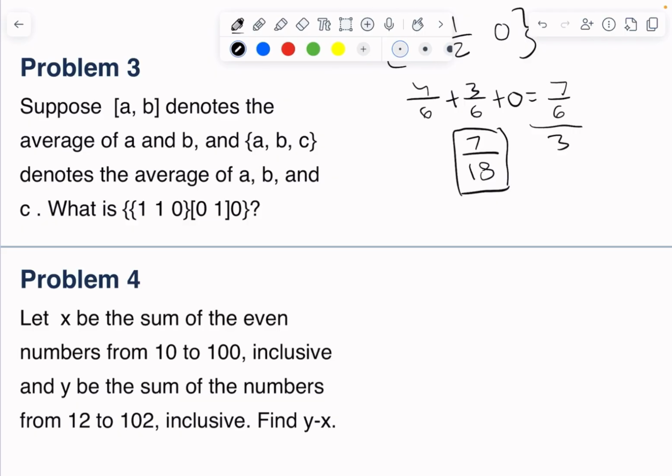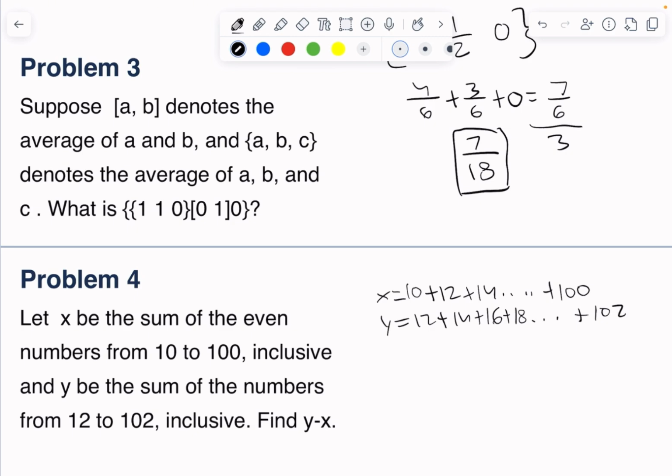Okay, problem number 4. Let x be the sum of the even numbers from 10 to 100 inclusive, and y be the sum of the even numbers from 12 to 102 inclusive. Find y minus x. Okay, so x is the sum of the even numbers from 10 to 100, which is 10 plus 12 plus 14, up to 100. And y is the sum of the even numbers from 12 to 102. So that means that y equals 12 plus 14 plus 16 plus 18, up to 102.